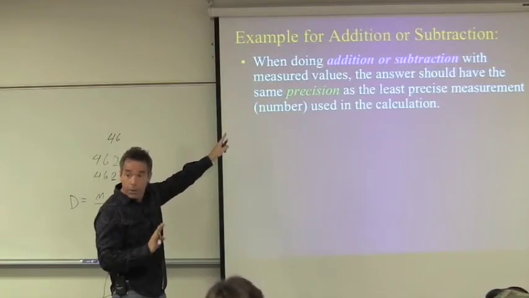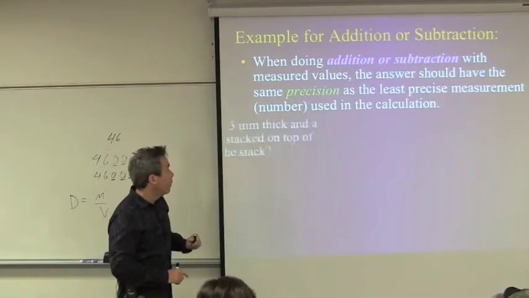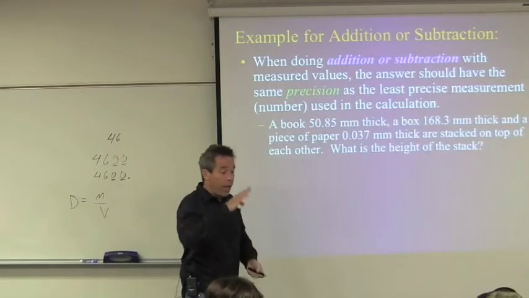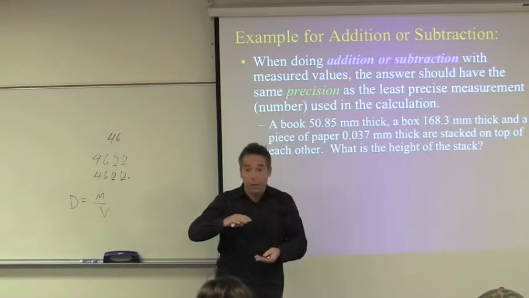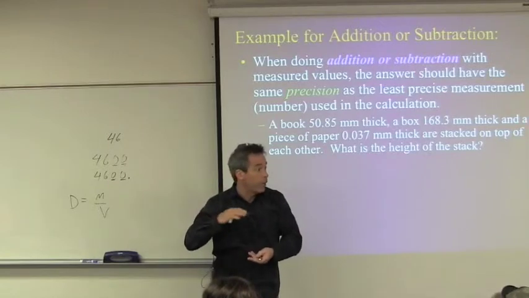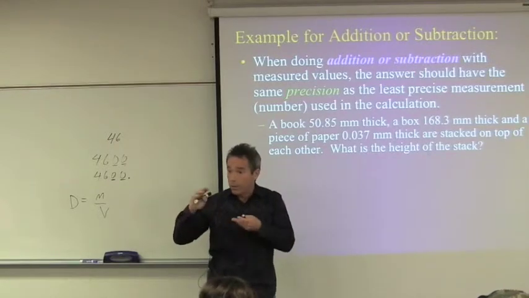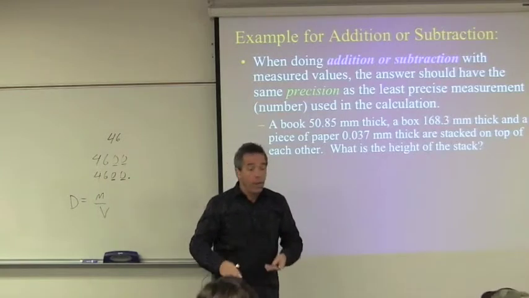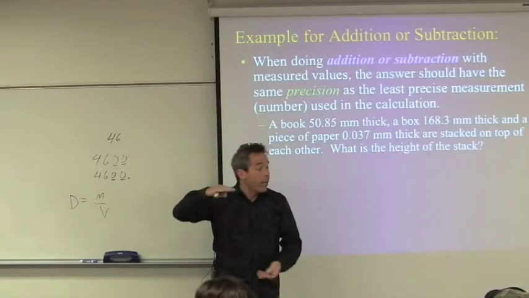Different rule. For addition and subtraction, you use one rule. For multiplication and division, you use another rule. Let's say you measure the height of 3 objects: one object with a particular ruler, another object with a different ruler with a different precision, and the height of a third object with yet another ruler.